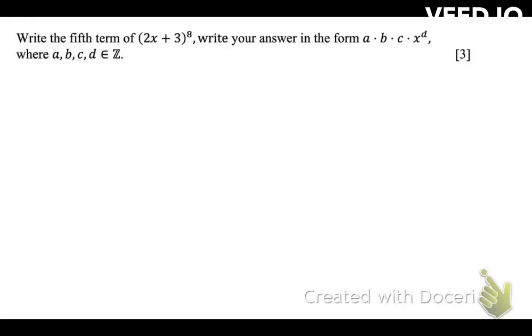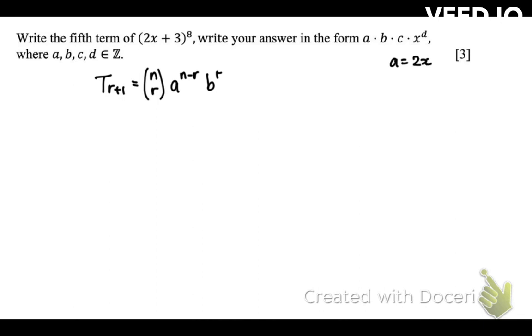Write the fifth term of (2x + 3)^8. Write your answer in the form a times b times c times x to the power of d, where a, b, c, d are elements of the integers. So first things first, let's go ahead and write out our general term formula. Remember that this one is not in your formula booklet, so you do have to have this memorized.